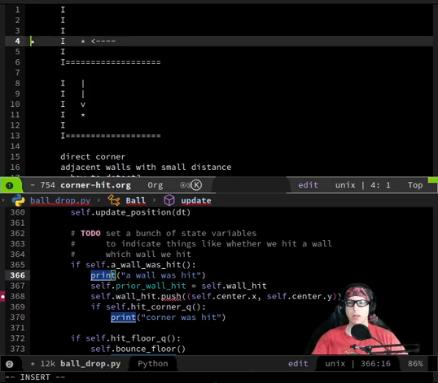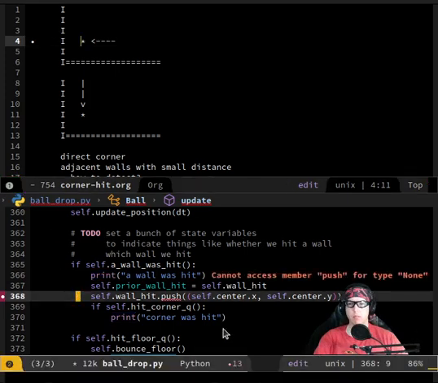Yeah, I guess that makes sense. If we hit the wall, it'll be the left side of the ball that hits the left wall. So this side of the ball is going to hit the wall and then bounce off. But so what is the issue?